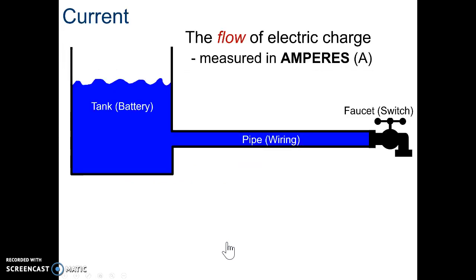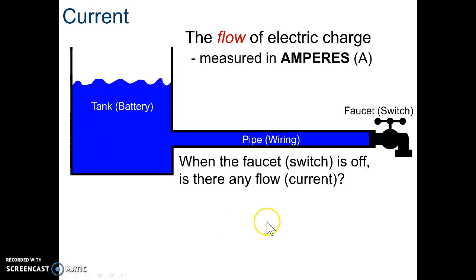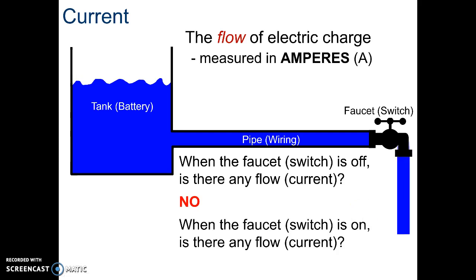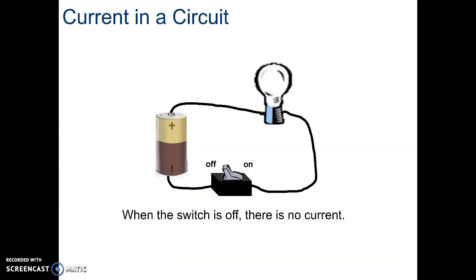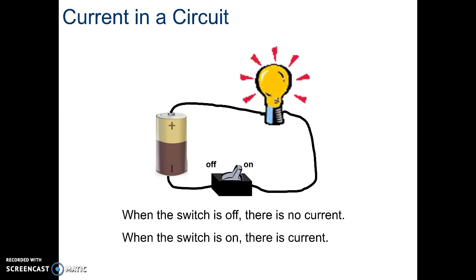If we think about current, we can think about it in terms of a tank and a battery. The flow of electrical charge is measured in amperes. If we watch when the faucet switch is off, is there any current flow? Well, there's no water coming out, so no current flow. When it's on, then there's current flow. Likewise, when a switch is off on a circuit, there's no current flow. When we turn it on, there is current flow.